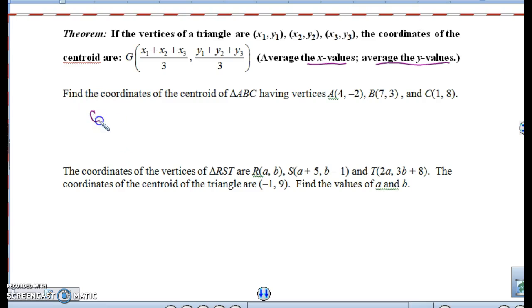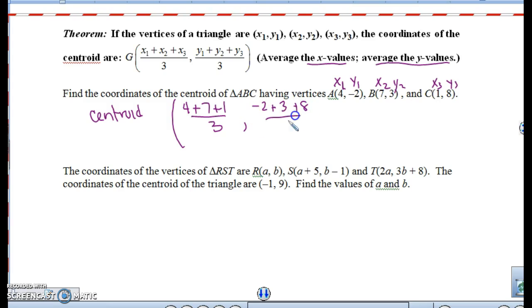So the centroid for this triangle: the x values would be 4 plus 7 plus 1 divided by 3. Those are the x's, x1, x2, x3. And then, comma, the y values, y1, y2, y3. So it's going to be negative 2 plus 3 plus 8 divided by 3. So 4 plus 7 is 11, plus 1 is 12, over 3. Negative 2 plus 3 plus 8 is 9, over 3. So the coordinates of the centroid are going to be (4, 3). So we can figure that out.